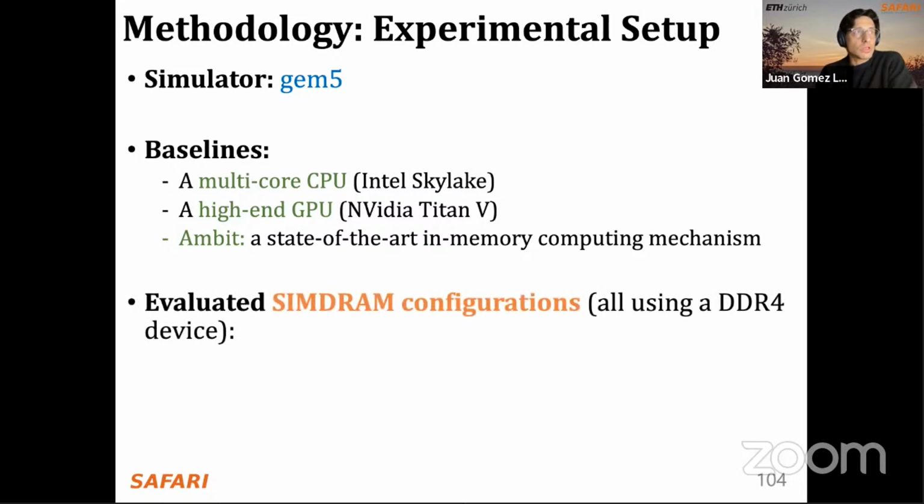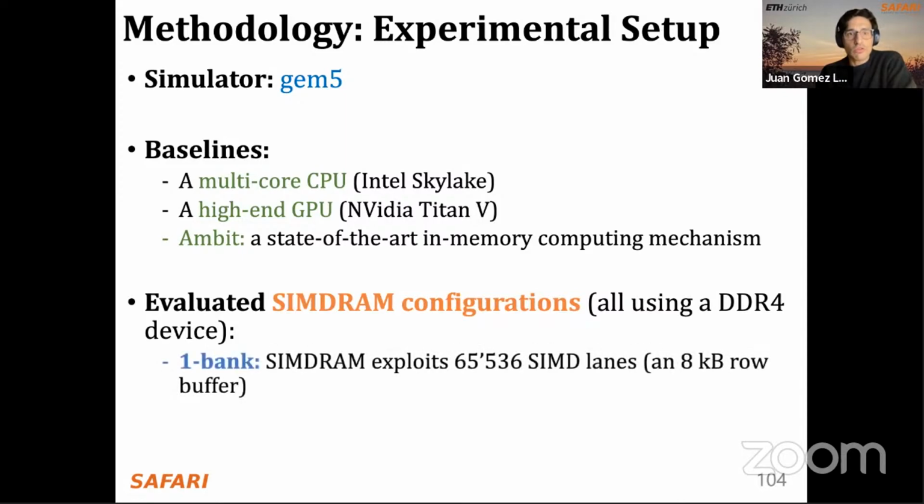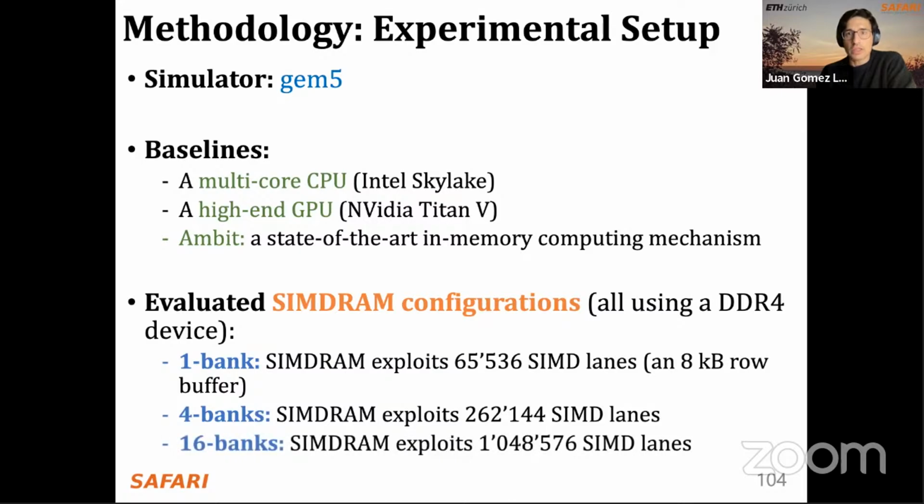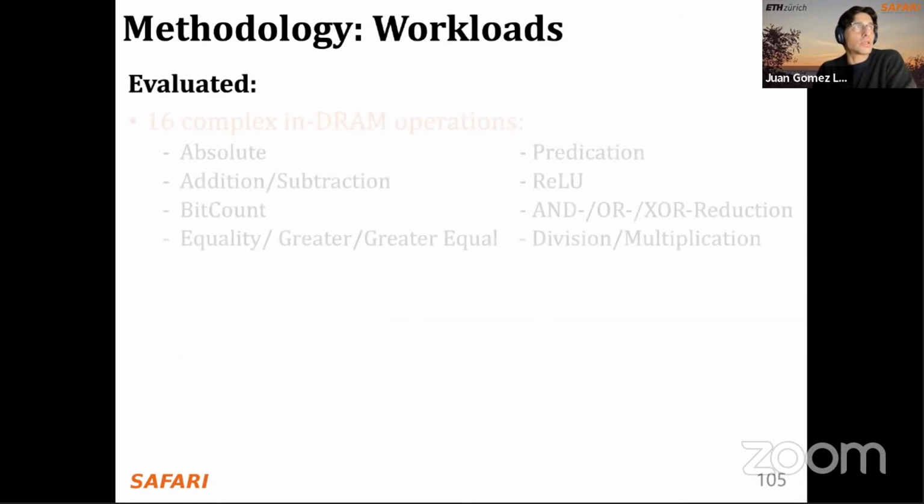We have evaluated three different configurations of SIMDRAM. The first one is a single bank, the second one is 4 banks, and the third one is 16 banks. It's important to understand that we exploit bank-level parallelism here. So that's why we can show results with up to 16 banks, and maybe we could even do more if we have more banks in the system.